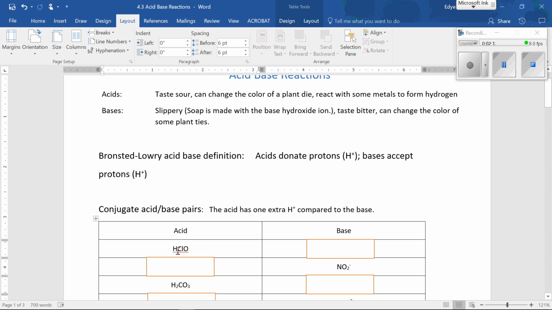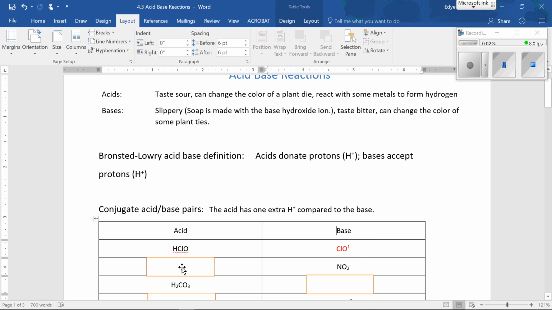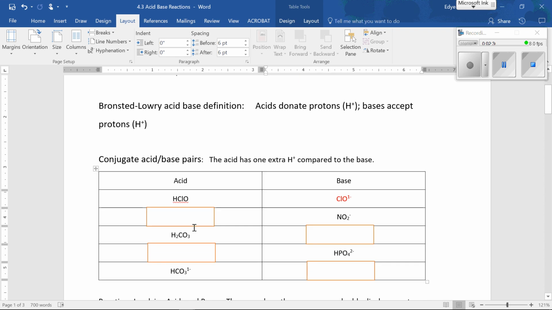So if this is our acid, this has an extra H plus compared to the base. So for the base, I need to take away the H plus, and take away 1 from the charge, because I'm taking away an H plus. So I take away an H and I take away 1 from the charge, which gives me ClO with a 1 minus charge. Try these next ones on your own. Go ahead and pause the video, try to fill these in, or you can listen.